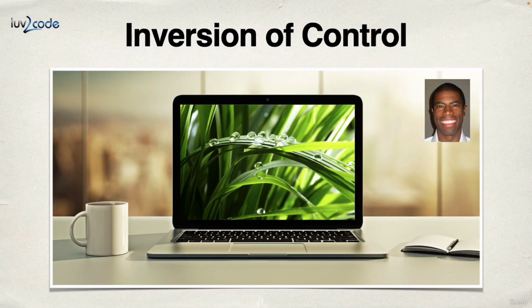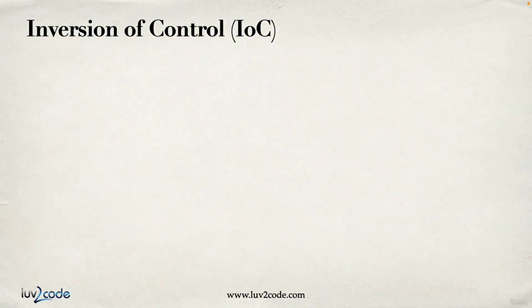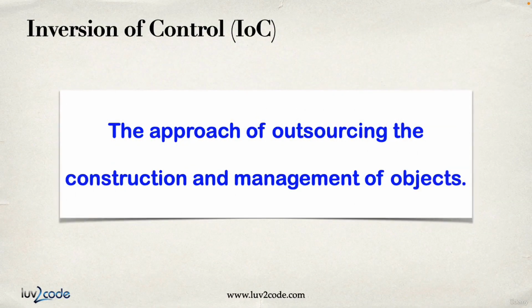In this video, we'll cover inversion of control. What exactly is inversion of control? Well, here's the textbook definition. It's the approach of outsourcing the construction and management of objects. So instead of us manually creating the objects ourselves, we'll outsource this to another entity.